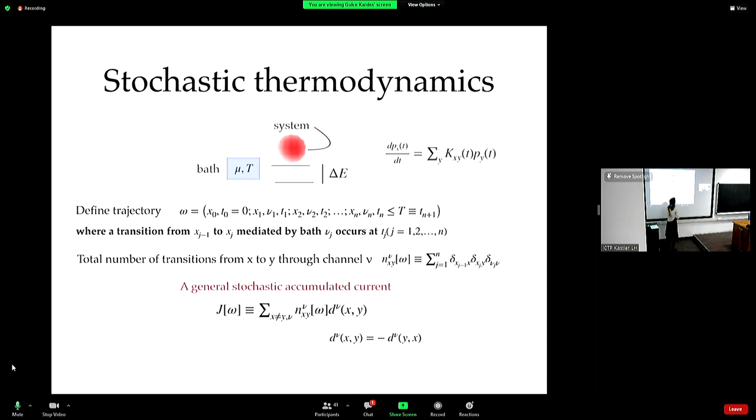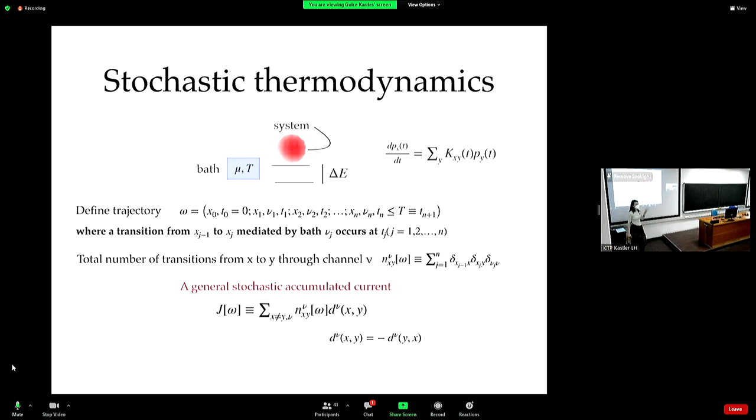This is crucial. As you see, this is a pretty general definition of a current. It can be anything that satisfies this. If you have an anti-symmetric increment function that can be related to some thermodynamic quantity, then you're good to go; you can write down a general current. For example, one example that we gave yesterday was this.